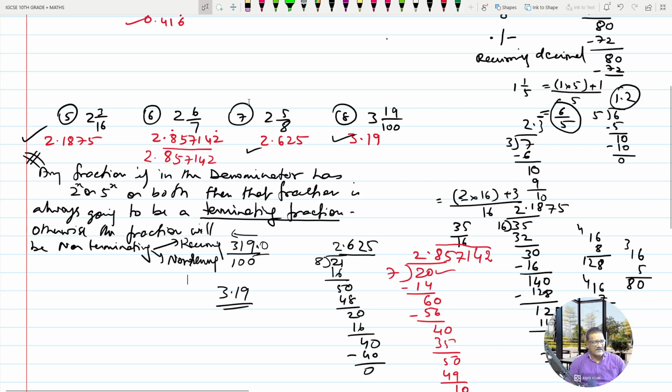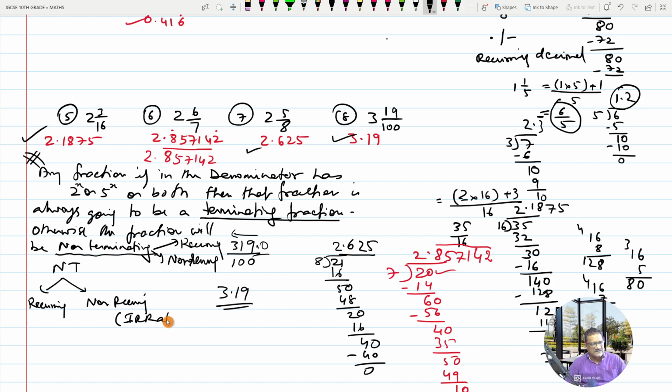If a fraction is non-terminating, it can be recurring or it can be non-recurring. If it is non-recurring, those numbers are known as irrational numbers, and if it is recurring, they are rational. So keep this in mind. And this was a good observation.